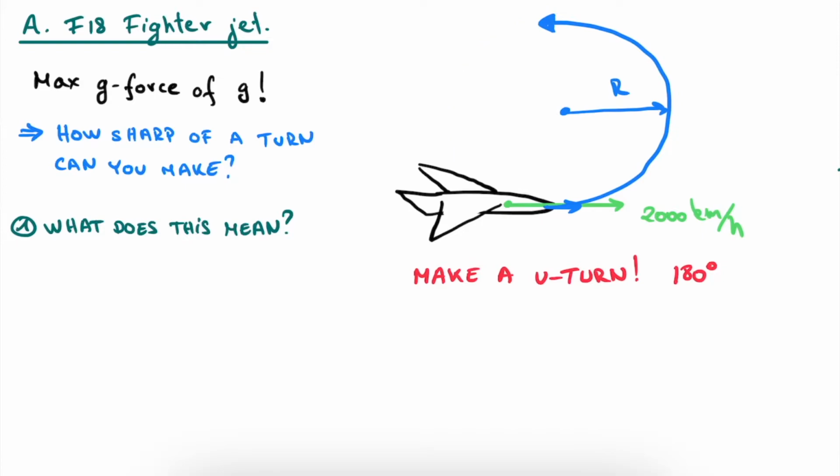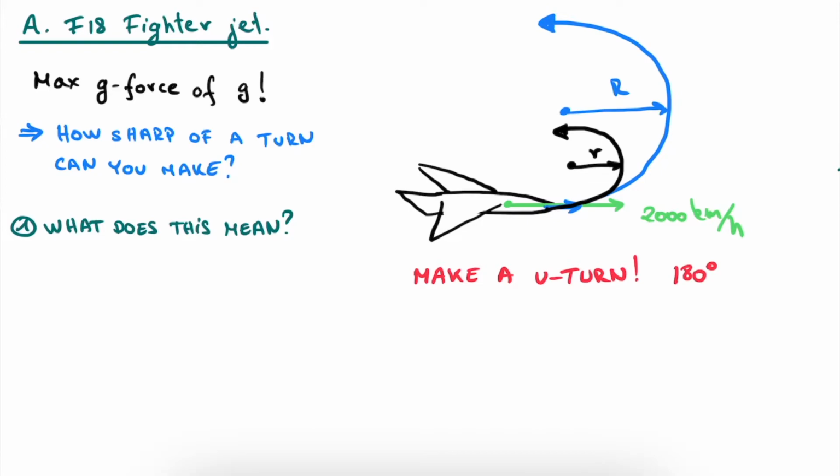So what then determines how sharp a turn actually is? Well, if we compare this turn right here, which is half a circle of radius capital R, with another half a circle, for example this one, which is half a circle with radius small r, then we define the sharpness of our turn as the radius of the half circle trajectory that we take to make this turn.